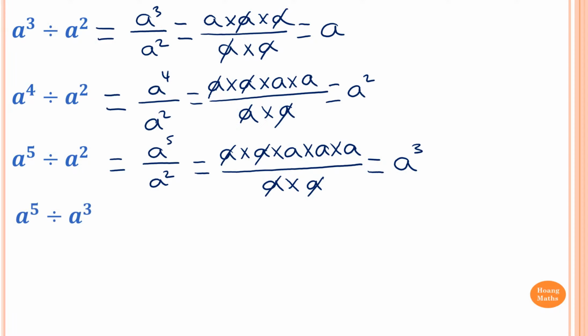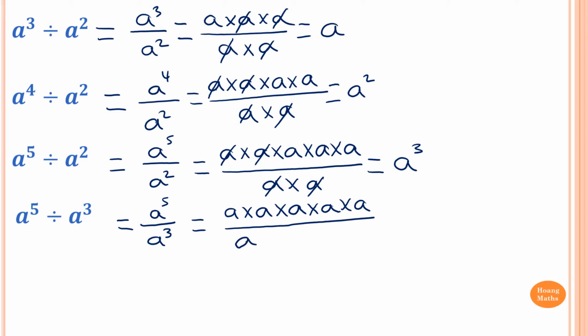So similarly, a to the power 5 divided by a to the power 3, which is a power 5 over a power 3. So this is equal to a times a times a times a times a over a times a times a. So this cancels with this, this cancels with this, this cancels with this. So the answer is a times a, which is a squared.